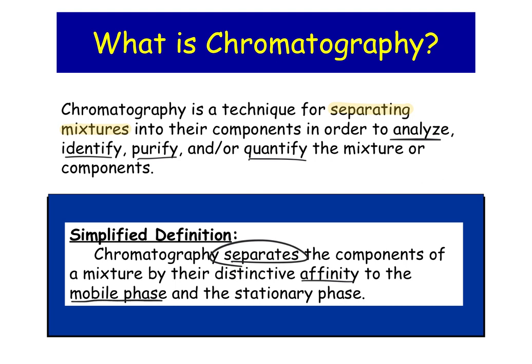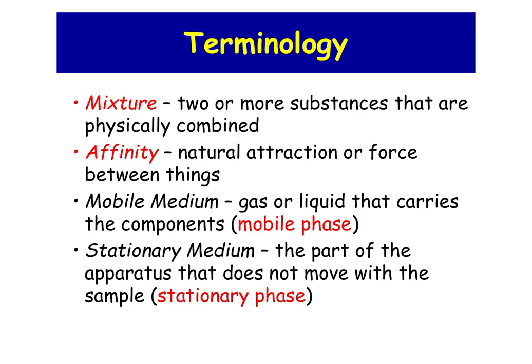This slide here shows some of the different things that we use chromatography for, usually these 4 items. So what are these in a little more detail? Some terminology that you're going to have to be familiar with as we go through here are going to be these 4 items. The first one is mixture, which is when you have 2 or more substances that are physically combined. So they are not chemically bonded, meaning I can separate them from one another.